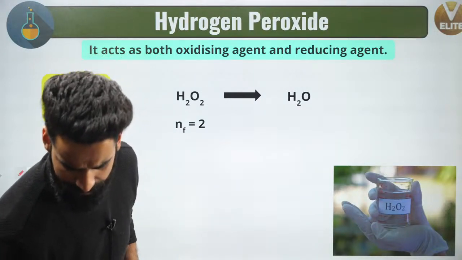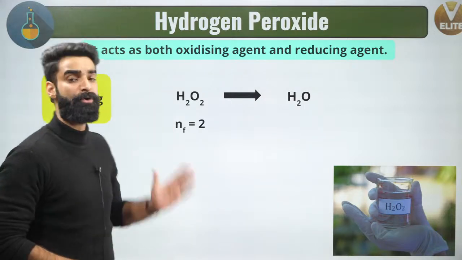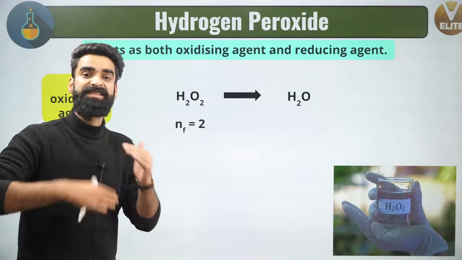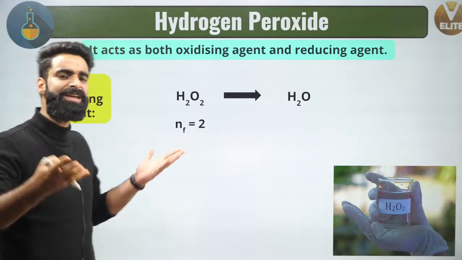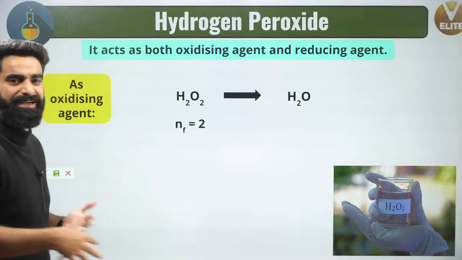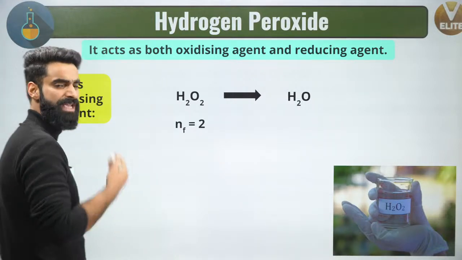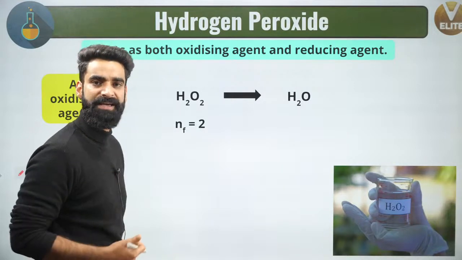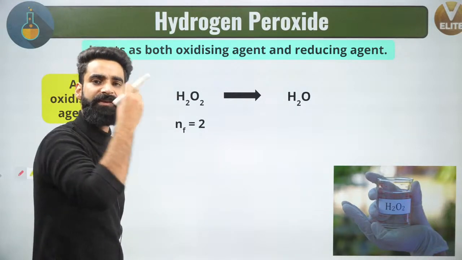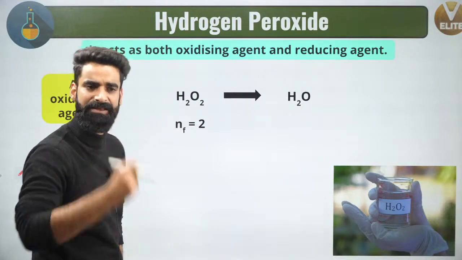See guys, understand what I'm going to say now. Hydrogen peroxide is one of the substances which sometimes acts as the oxidizing agent and sometimes acts as the reducing agent. Let's check what it is acting as in this reaction, and then we'll calculate the N factor as well. We'll get to know its equivalent mass as well. Everything is in front of you, everything I've taught you in detail. You can easily kill these questions now.